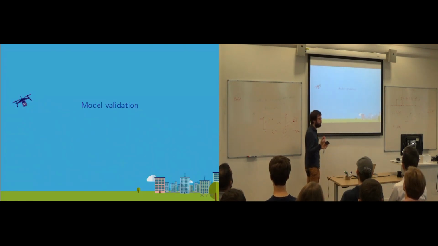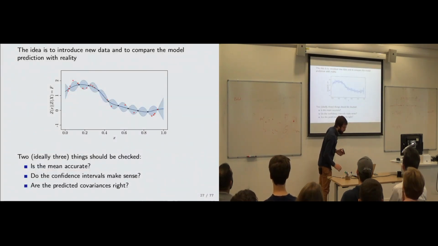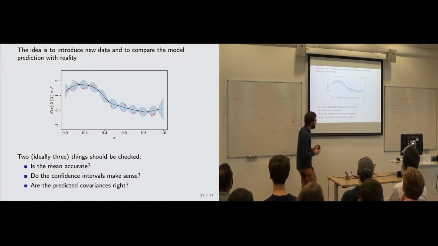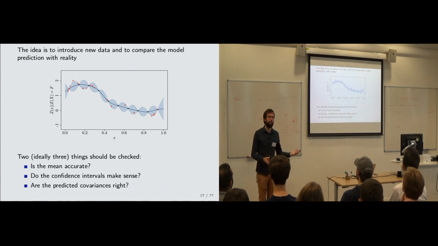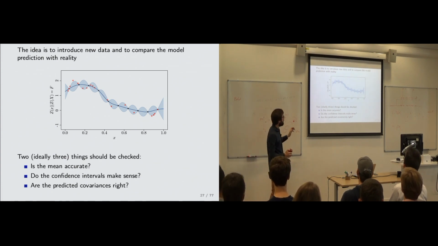So now we've seen how to build a model and how to estimate the kernel parameters, and we need to know if the model we've built makes sense or not, right? Don't stop at "I have a model, I can make my predictions and answer my problem." Make sure your model makes sense. That's the model validation.